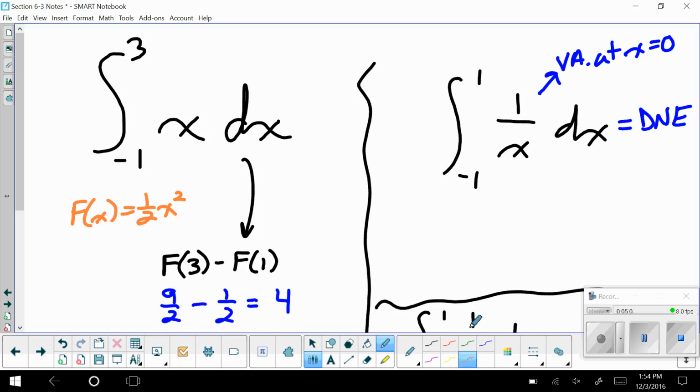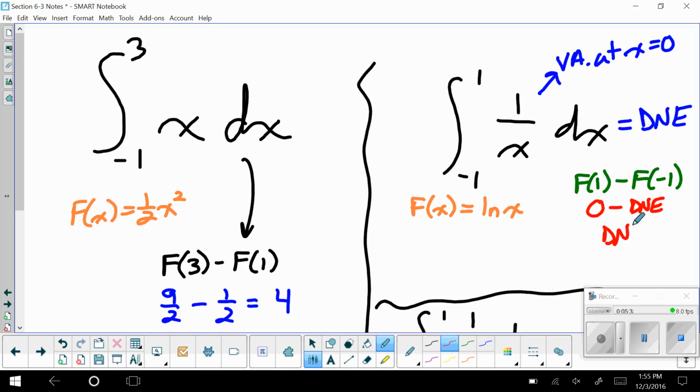And if I do this using antiderivatives, well, the antiderivative of 1 over x is the natural log of x. And I can check that because the derivative of natural log is 1 over x. So if I plug in 1 and then subtract plugging in -1, well, plugging in 1 gives me 0. But trying to find the natural log of -1, well, the domain for natural log is x has to be a positive number. So this doesn't exist. So I still get does not exist.